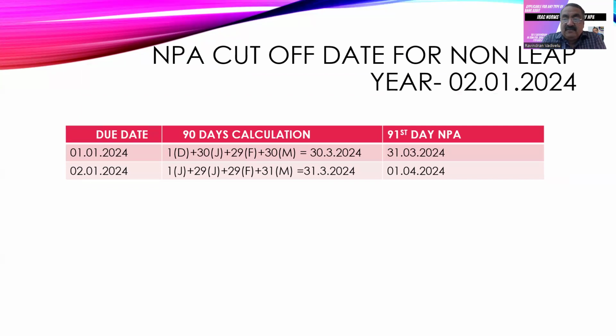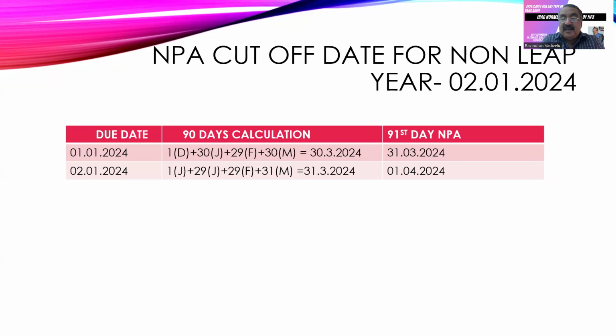And here it is a very, very important thing. What is the NPA cutoff date for the audit of 31/3/24 with reference to the statutory audit? I can say the cutoff date is 2/1/2024. Let us take the due date of 1/1/24. For example, it's a slow thing. Kindly go through its specimen very carefully.